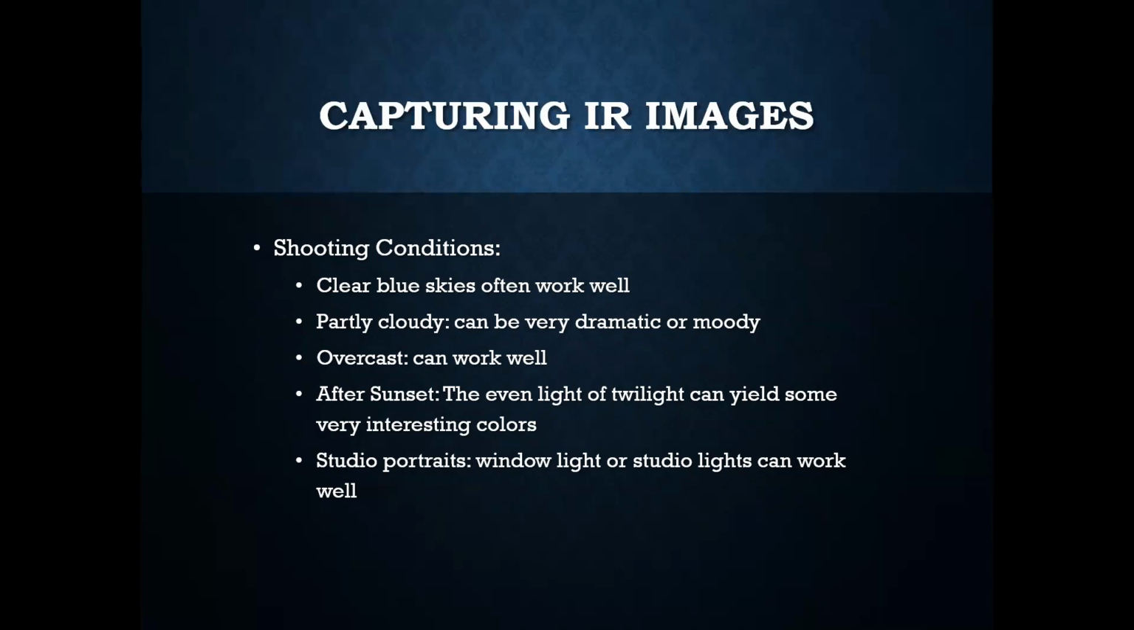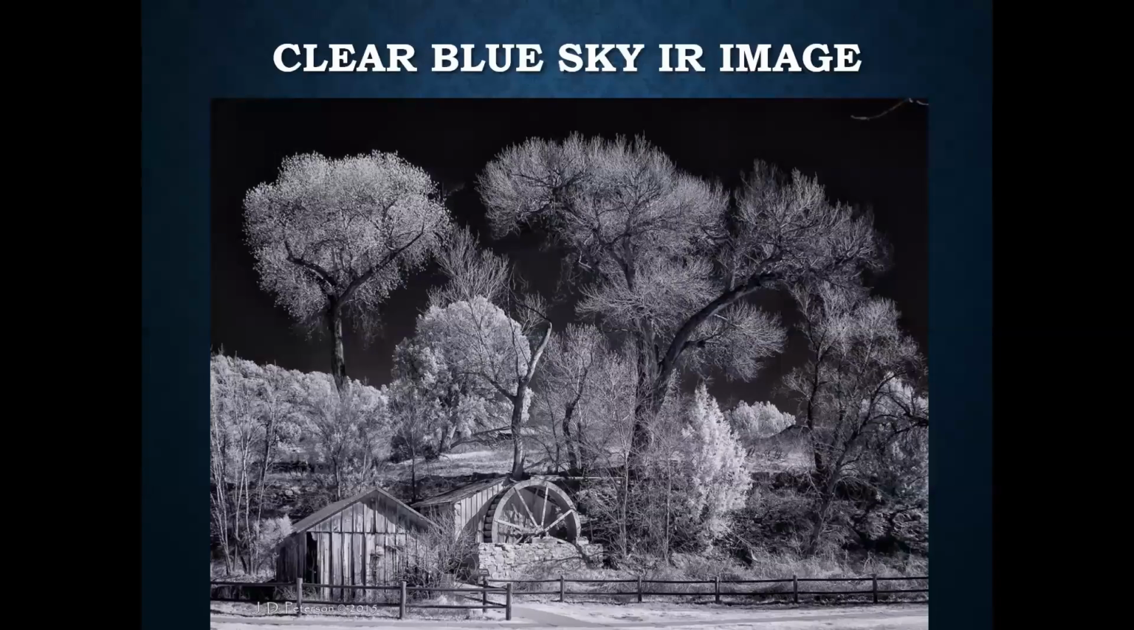Partly cloudy, you can get very dramatic and moody images that way. Overcast can work well. After sunset, even the light of twilight can yield some very interesting colors. I showed an example of that earlier. Studio portraits, window light or studio lights, I've gotten good results with all of them. And here are a few examples.